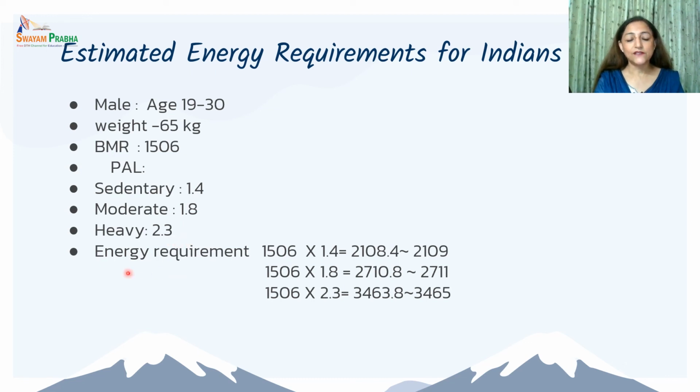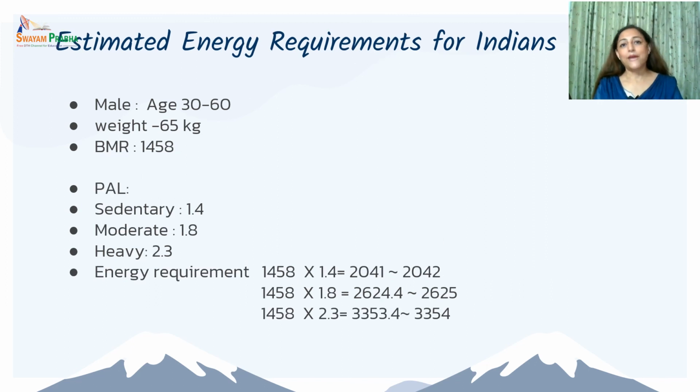Now let us see how these energy requirements were calculated. For sedentary, 1506 into 1.4 comes out to be 2108.4, that means 2109 calories. And for a moderate worker, 1506 was the BMR multiplied by the 1.8 factor, 2710.8, that means 2711 rounded off kilocalories. And coming to the heavy worker, again BMR is the same, 1506 multiplied by 2.3, the value comes out to be 3463.8, that means 3465 kilocalories if we round off the values.